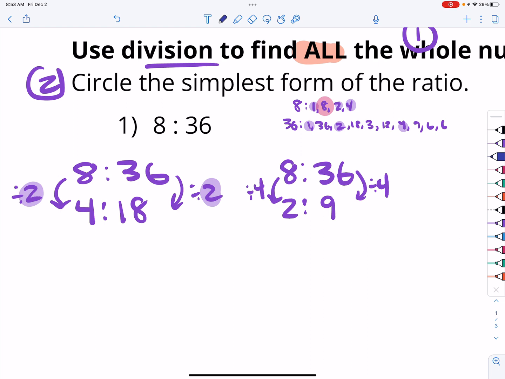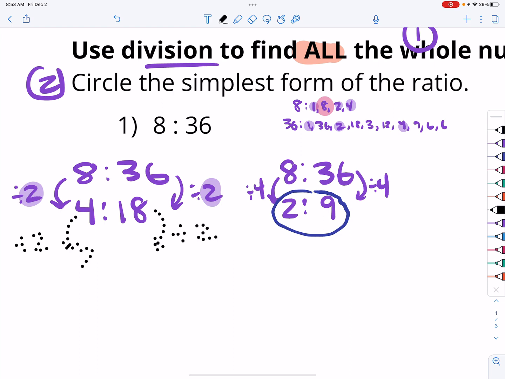So this is our simplest form, because if we look over here, I'm going to do this with dotted lines, we could continue simplifying this ratio if we wanted to get to 2 to 9, but we will not do that. That's how we know that this here is our simplest form.